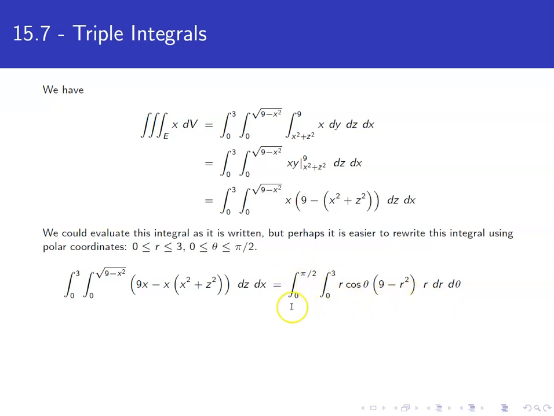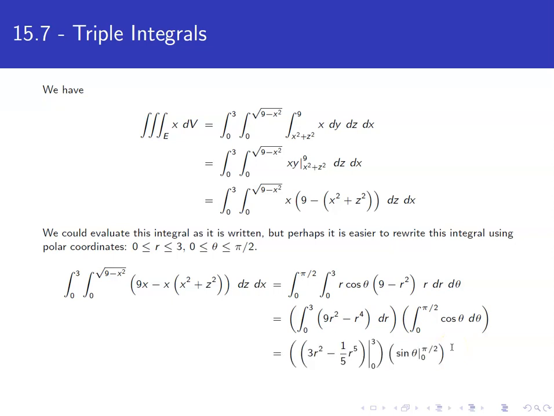Also notice that our bounds here are constants, and our integrand can be written as a function of r, no thetas, times a function of theta, no r's. So we can break apart the iterated integral as a product of two integrals, and then calculate each integral individually.